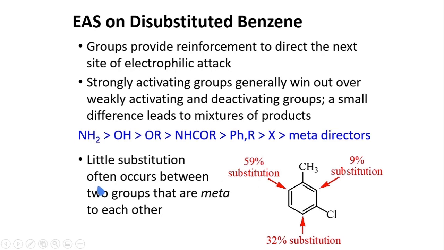There is little substitution that occurs between two groups that are meta to each other. Only 9% substitution can occur between methyl and chloro groups that are meta to each other. This is because of the crowding around this area. It's easier for the attacking species to be attached at these much more open locations, and so 59% of substitution will occur at this location, ortho to the methyl group, and 32% substitution at this location, which is para to the methyl group.